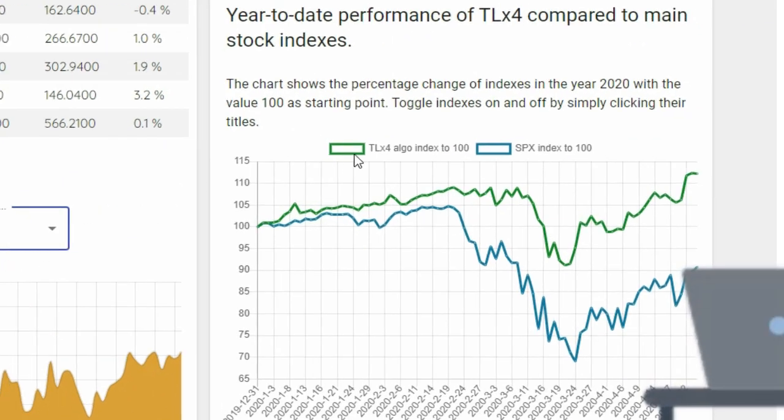Year-to-date performance, compared with the S&P 500 index. Just look at the right side. Hold the mouse over the graph to get the exact number. In 2020 we have yielded 12% so far. The S&P 500 has lost about 9% in the same period.